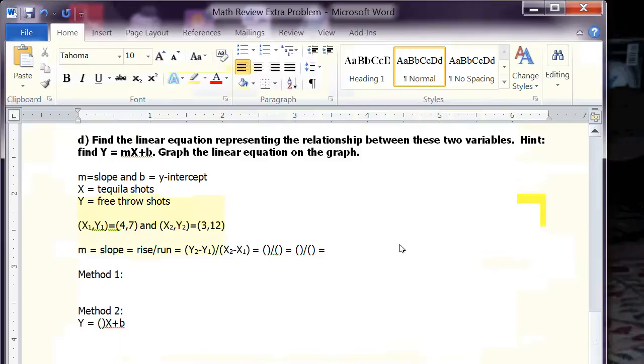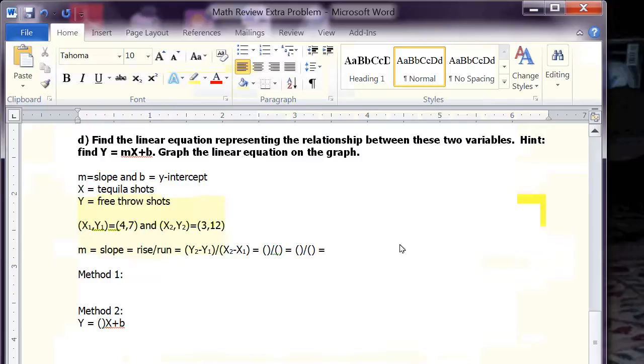Alright. Our next part: find the linear equation representing the relationship between the two variables. Hint: find y equals mx plus b, and then graph the linear equation on our graph. So finding our linear equation, it gives us a hint. This y equals mx plus b form is just one form. You can write it in different forms, but this is a very simple way, and that's the way we're going to choose to do it here. In this equation, we have m and we have b. M represents the slope of our line, and b represents the y-intercept of our line.